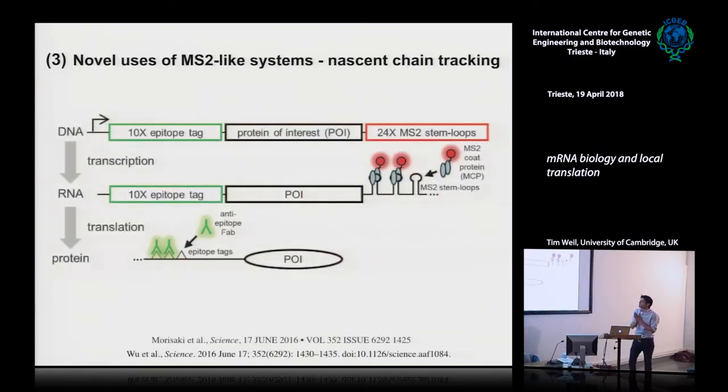And the cool technique that's just been developed a couple of years ago: at the DNA level, there's an epitope tag, a protein of interest, and then these MS2 stem loops. Then at the RNA level, you have this epitope tag still present, the protein of interest, but now you have the MS2 coat protein binding. So now you can label the RNA in this middle step using this MS2 system. And then when the RNA is translated, you're going to have these epitope tags ahead of the protein, and you incubate an anti-epitope Fab that then can bind the protein as it's being made.